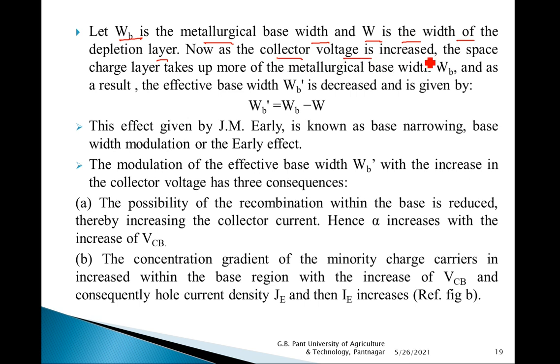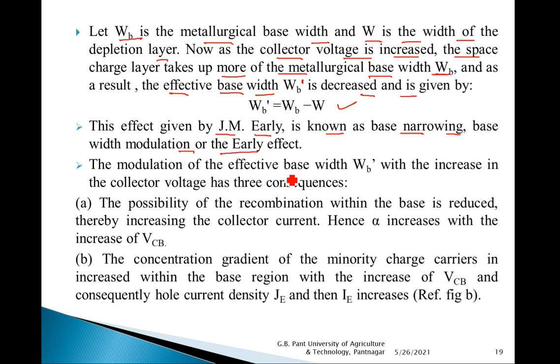the collector voltage, that is VCB, is increased, the space charge layer takes up more of the metallurgical base width, that is WB, and as a result the effective base width, which is WB dash, is decreased and it is given by this formula, WB dash equals WB minus W. Now this effect was given by J.M. Early, and it is known as base narrowing or base modulation or Early effect.